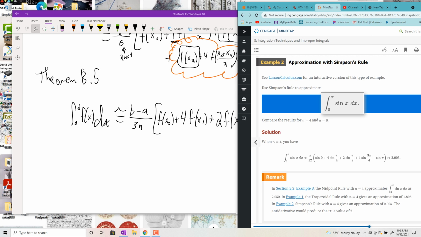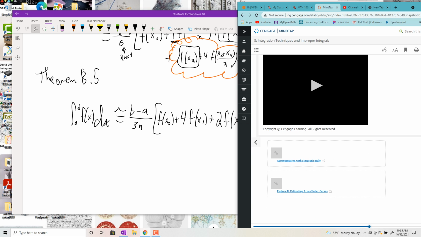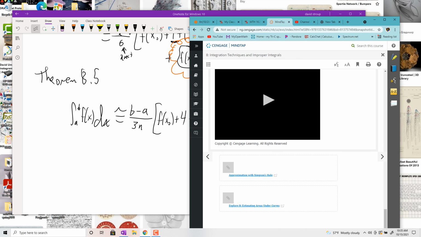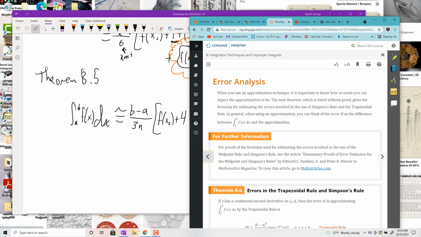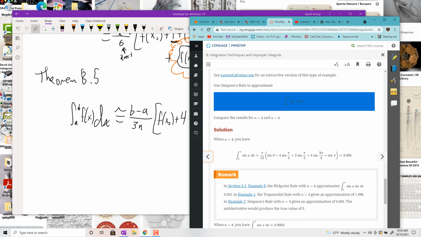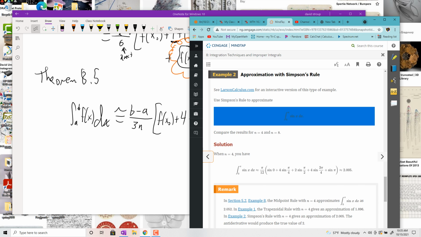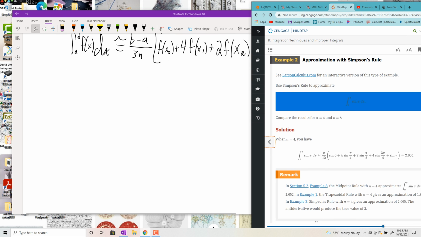Let's apply it to whatever problem they picked for us. Oh, that's error analysis, I don't want that. Oh, they want you to do the same one, Simpson's. Okay, let's do one that we can't do, just for the sake of doing something interesting.